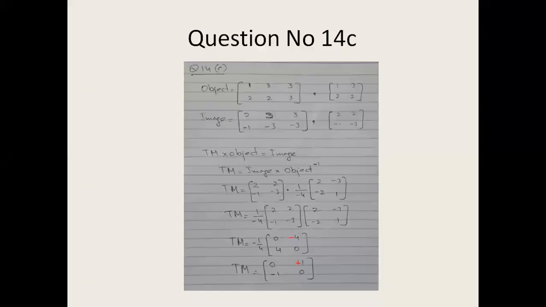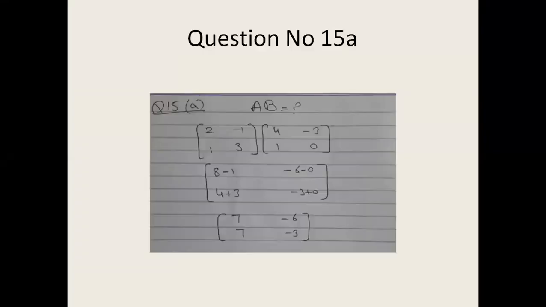Okay. So here we go. Question number 15, A part is A multiply B. A matrix is 2 -1 1 3. The B matrix is 4 -3 1 and 0. When you multiply, from the first matrix you take rows, and from the second you take columns. So the first row will multiply with the first column, 2 multiply 4, that will be 8, -1 multiply 1, it will be -1. So 8 -1, and that will be 7.